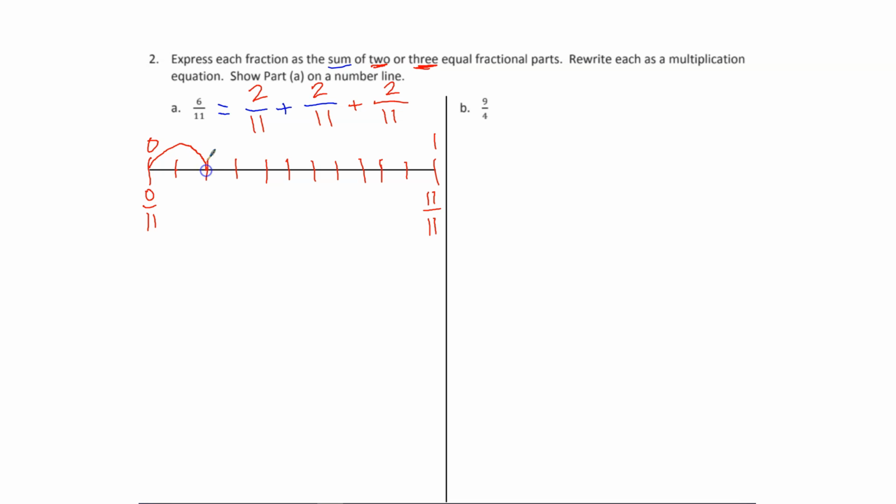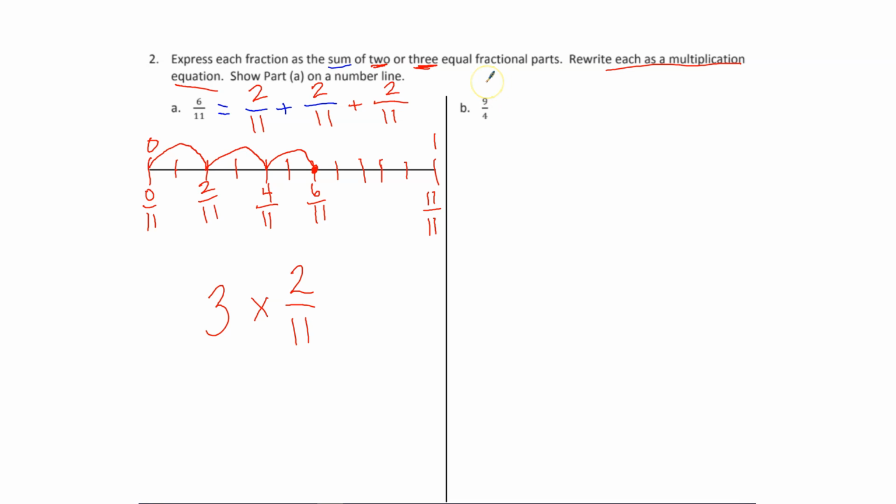All right, so now we know we have 1 11th, 2 11ths. Let's go ahead and jump to those 2 11ths. And it's 3 11ths, 4 11ths, 5 11ths, 6 11ths. I'm not going to label all of my 11ths, just the ones where I'm making the jumps. All right, and we were supposed to write this as a multiplication sentence, multiplication equation, which is a multiplication sentence. So we're going to have 1, 2, 3 groups of 2 11ths.